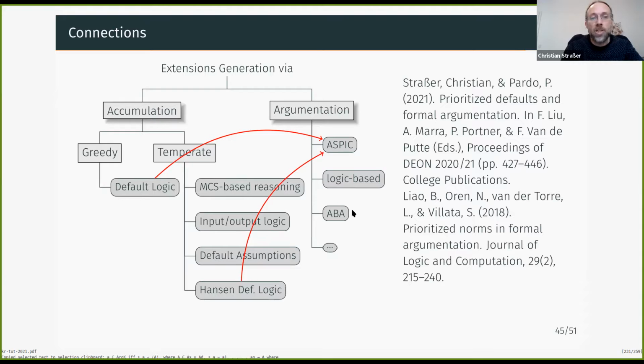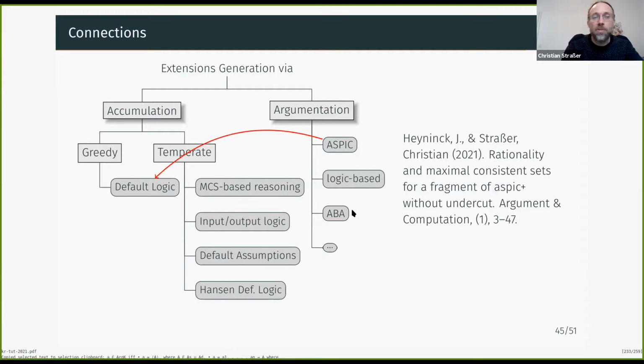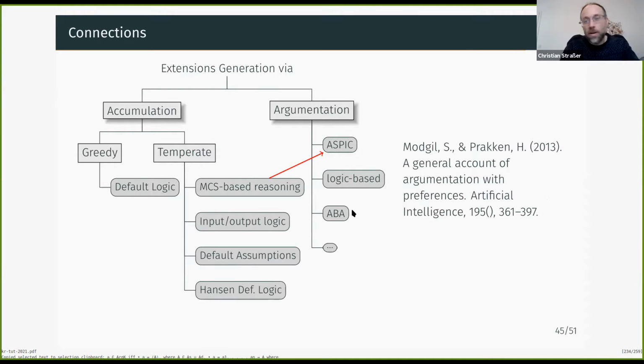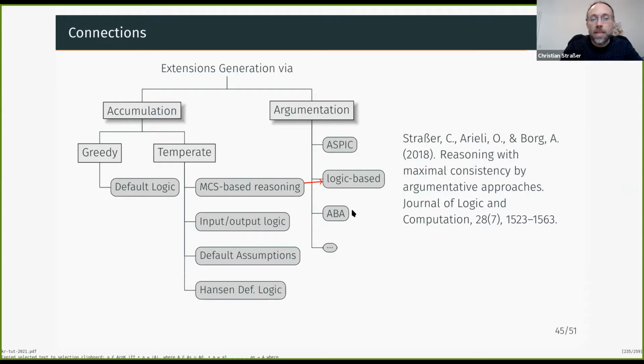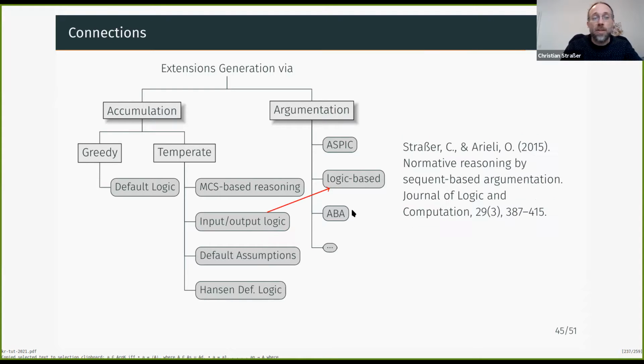Default logic and Hansen default logic have been translated into Aspig. Default logic has been translated into ABA. Aspig has been translated into default logic in some sense. So Aspig without undercut and under certain conditions on the strict rules like contraposition and so on can be seen as an instance of default logic, for instance. Ofer talked already a lot about the connections between maximal consistent subsets and different argumentation approaches. There should be an arrow also from maximal consistent subsets to ABA, I forgot, unfortunately. Default assumptions have been translated to logic-based argumentation. Input-output logic has partially been translated to logic-based argumentation, etc., etc. So argumentation is a very unifying framework. I think so much we can say for certain now.